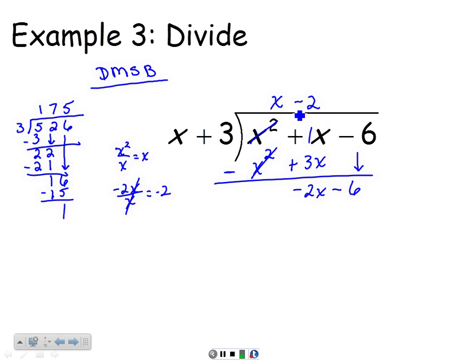And so now what you're going to do is take what you just put on top, which was the negative 2, and multiply it times both of these. We're going to multiply around. So negative 2 times x is going to be negative 2x, and negative 2 times 3 is going to be a negative 6. And then we're going to subtract. Negative 2x minus negative 2x goes to 0. And negative 6 minus negative 6 goes to 0 as well. So you don't have a remainder. So your answer is this quotient that we put up top, which is x minus 2.